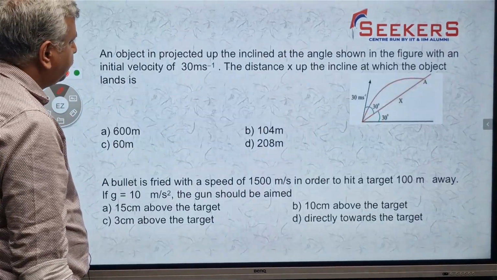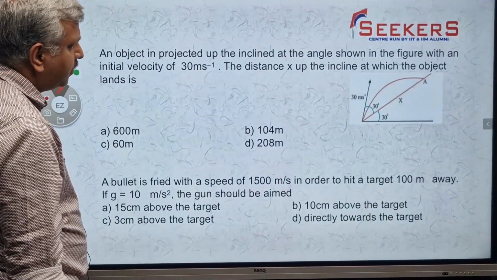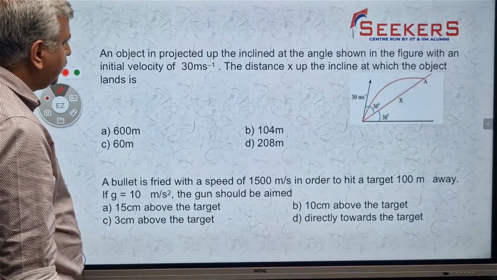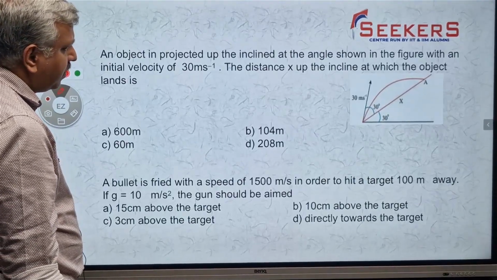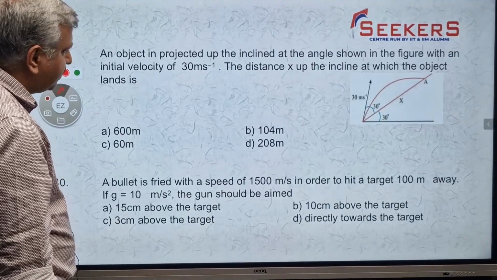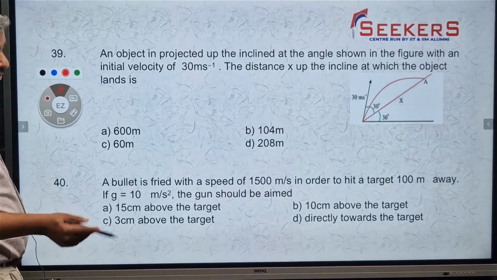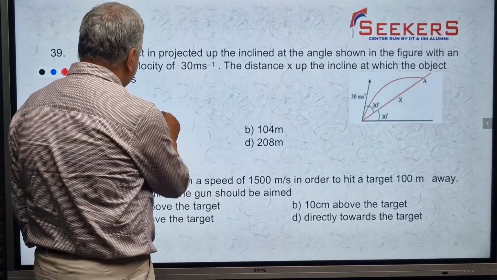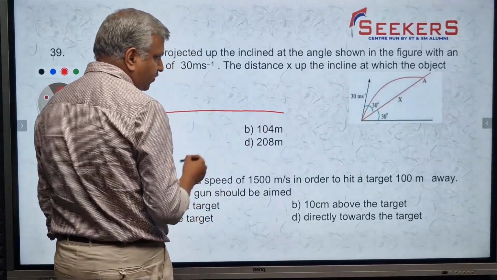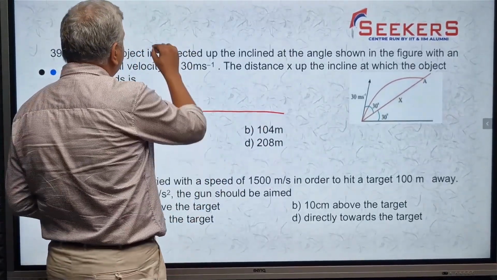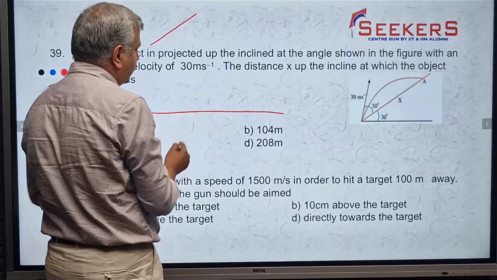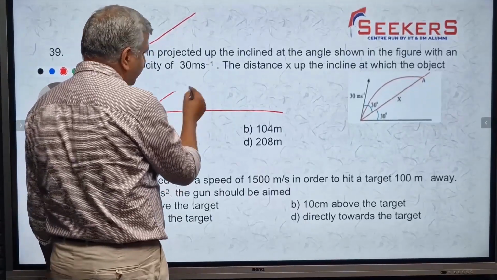An object is projected up the inclined plane at an angle shown in the figure with an initial velocity of 30. The distance x up the incline at which the object lands is how much? These kinds of questions will never come in the NEET, but they can come in the JEE. In fact, it was there in the JEE papers. So what I am going to do first is, this is the inclined plane, I'm just going to make it horizontal.